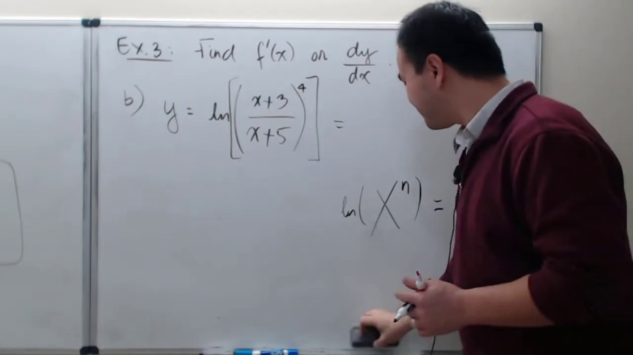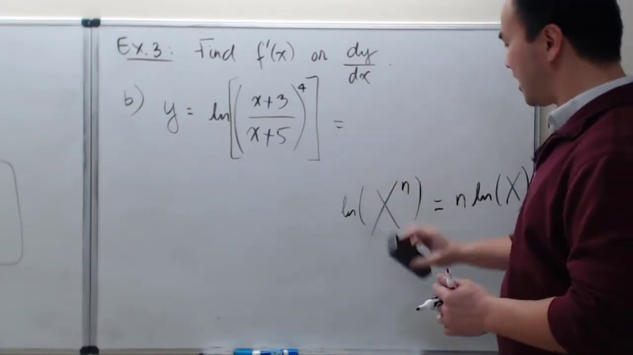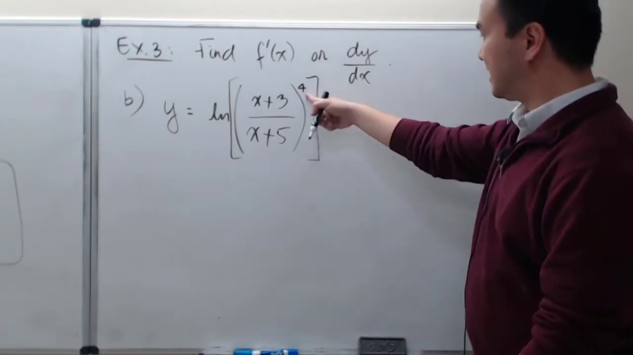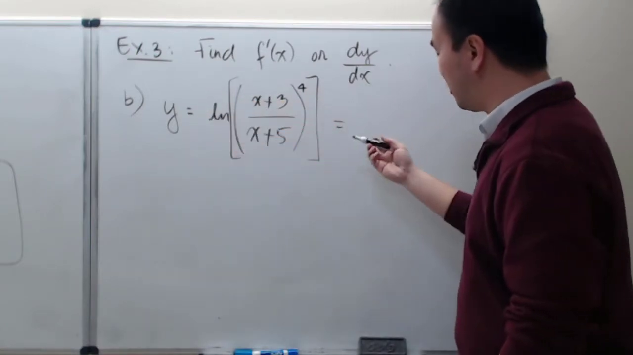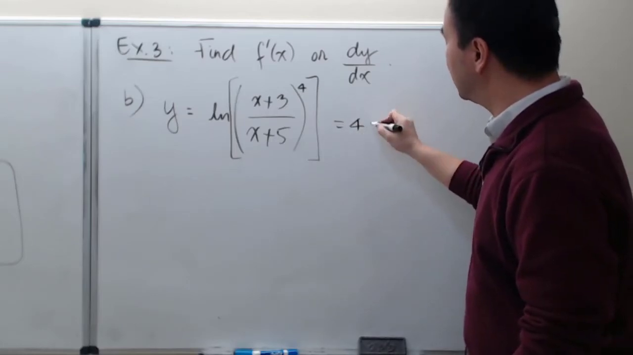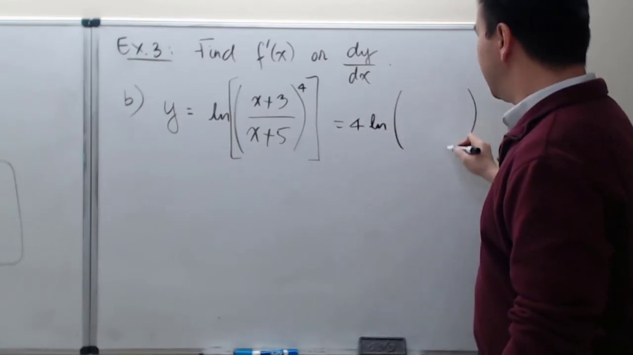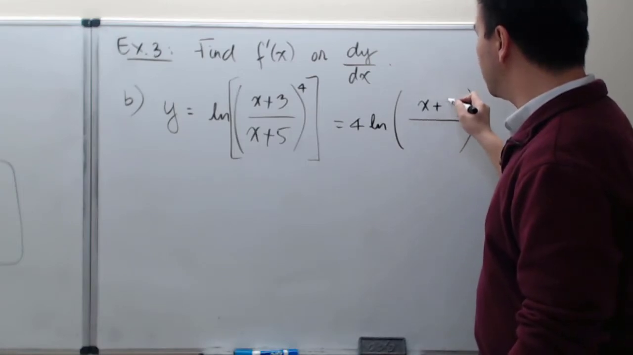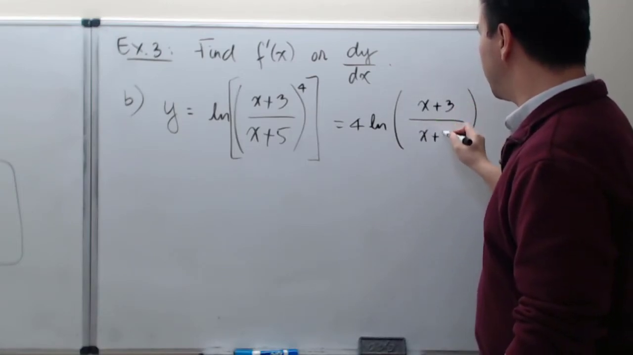So now, how is that useful for this problem? Now let me erase that to make myself some more space. But that power 4 now becomes the coefficient 4 before my log. So now I have 4 times natural log. And now surprisingly the expression inside of the logarithm is only x plus 3 over x plus 5.